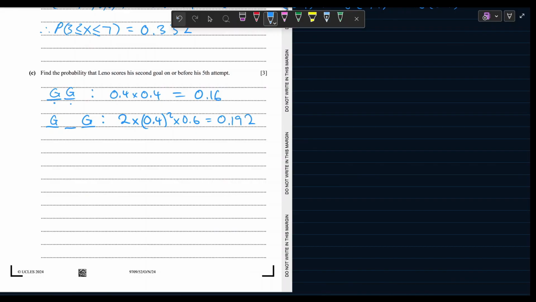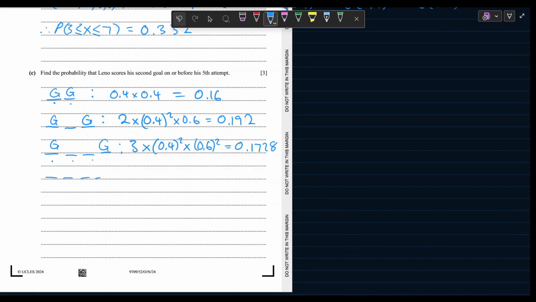Or he could score his second goal on the fourth attempt. So that's 1, 2, 3, 4. And this means that his first goal is either on the first, second, or third attempt. So we multiply by 3. And we know that he's going to score 2 goals and miss 2. So 0.4 squared for the scored goals and 0.6 squared for the missed goals. So that's 3 times 0.4 squared times 0.6 squared, which gives us 0.1728.